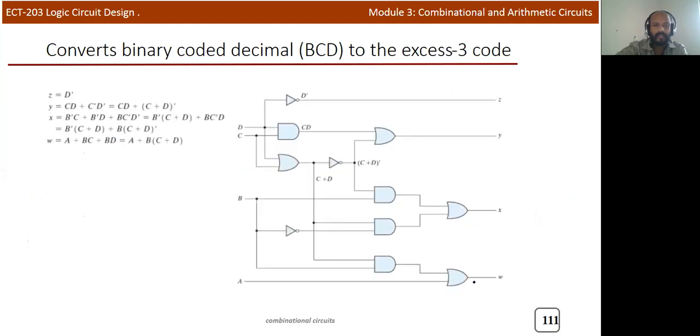And finally, we need to draw the circuit diagram. You can see that this is D and this is D bar, actually D complement, and Y is equal to CD plus C bar D bar. All the functions in the circuit are drawn based on these particular equations. Here you can see the circuit.